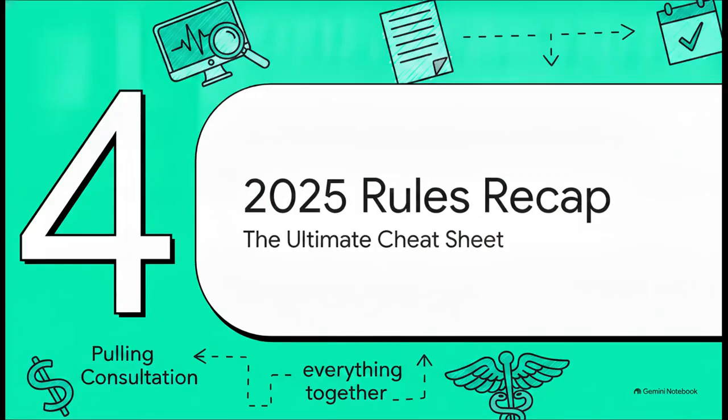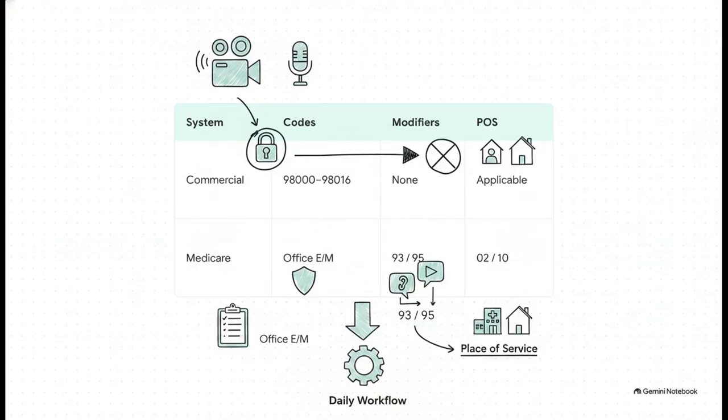All right, let's bring it all home with our 2025 telemedicine rules recap. We have honestly covered so much ground across this entire series, so let's pull the entire 2025 landscape into one ultimate cheat sheet. Lock this framework into your memory, folks. For commercial CPT, you're using the brand new 98000 through 98016 series, which is split perfectly between audio-video and audio-only. And because the codes themselves describe the technology, you don't need any modifiers.